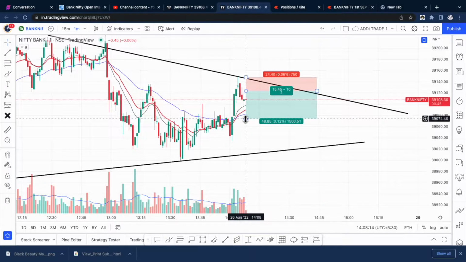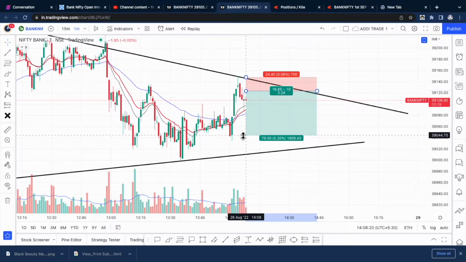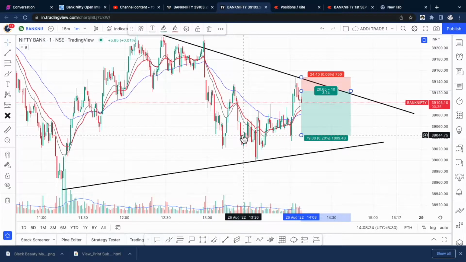So this is my first target. If I was doing only scalping for the day, this would have been my target. If I'm ready to wait some more, then probably I'll keep an extended target.